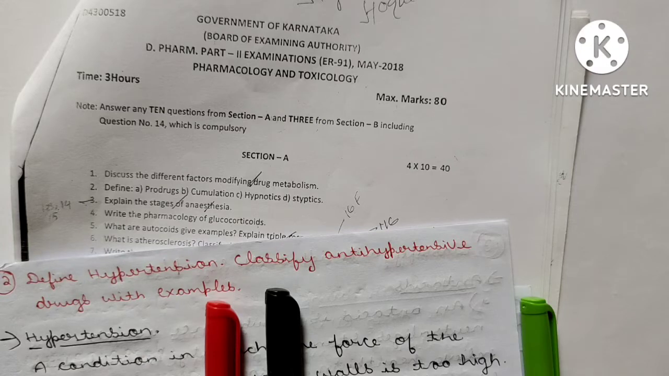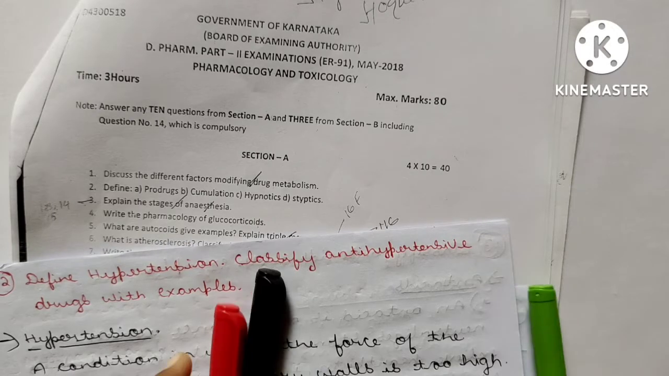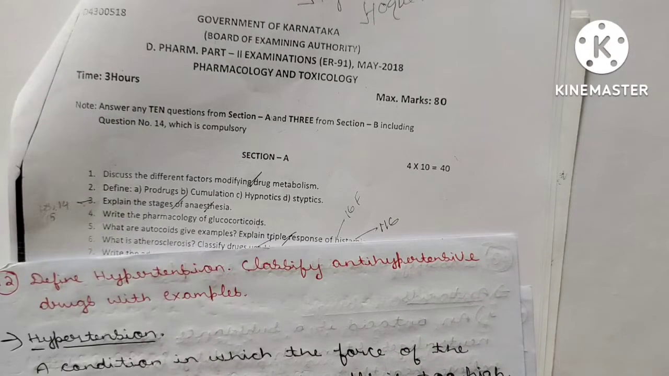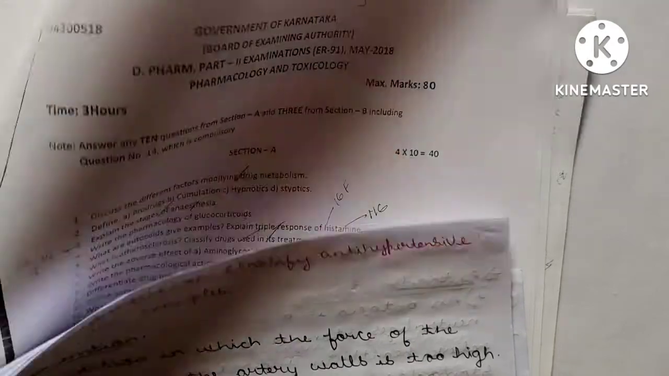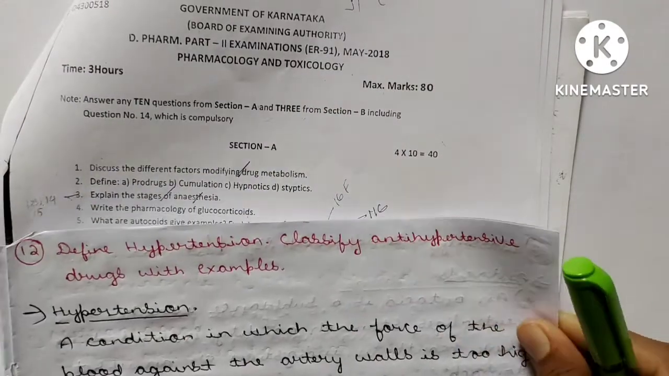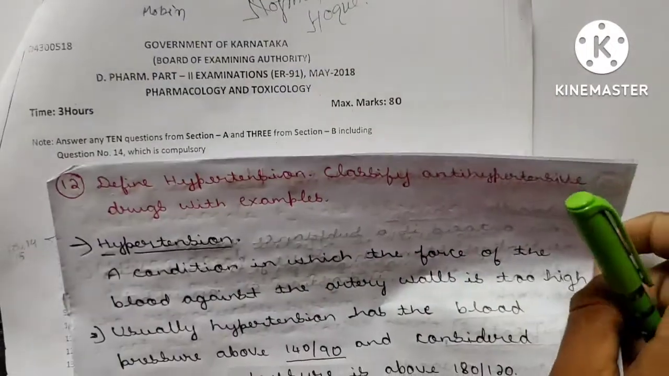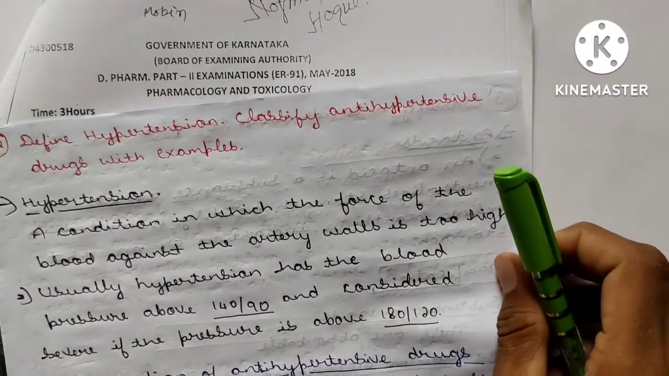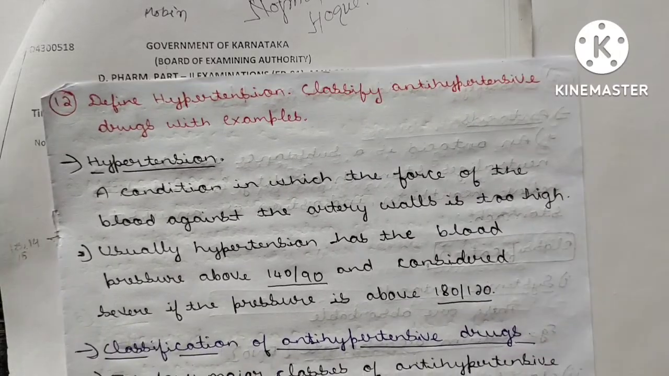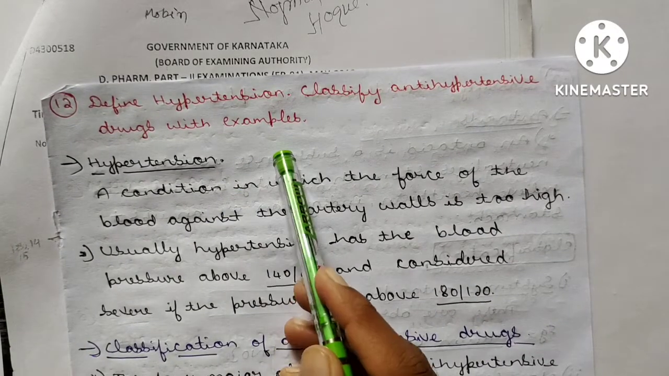Now this one is part 2 of your important questions and answers of D Pharmacy second year Pharmacology and Toxicology. Let's discuss question number 13. See, what does question number 13 say? First question, define hypertension. They are also given: classify antihypertensive drugs with examples. Very simple. First, you write what hypertension is.